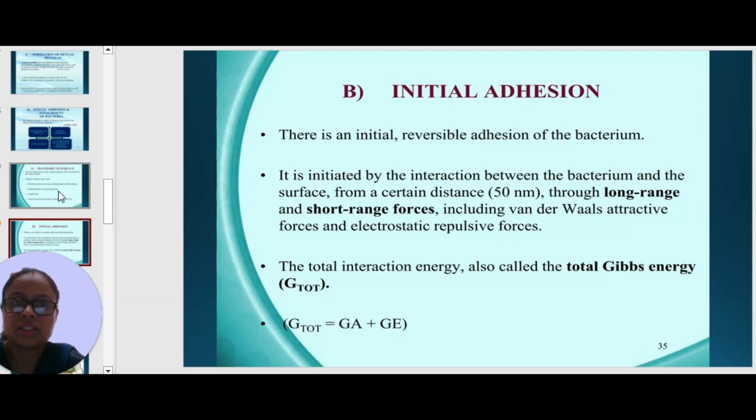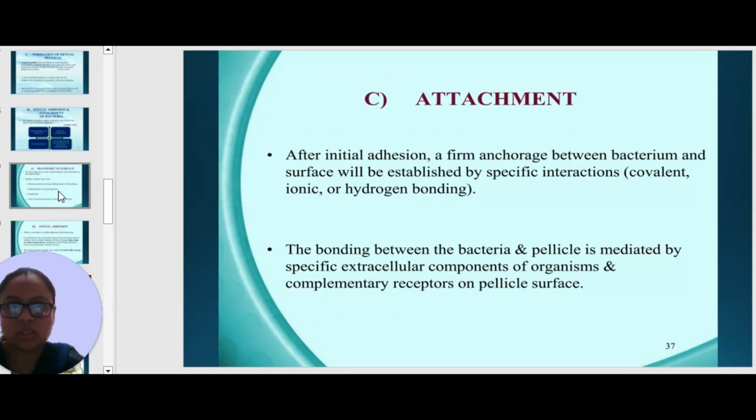Then initial adhesion, which is reversible in nature. It starts between the bacteria and the tooth surface, and there are different types of forces, long-range and short-range forces. The total energy, known as total Gibbs energy, causes adhesion of bacteria on the tooth surface.